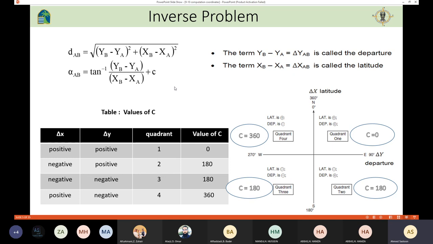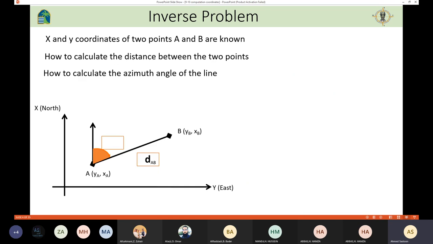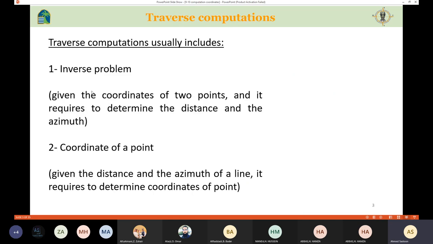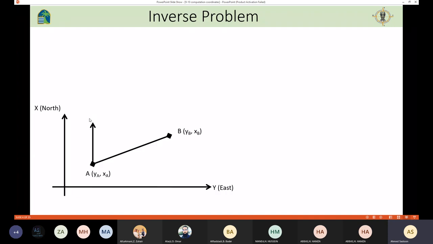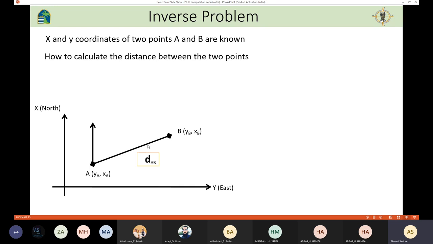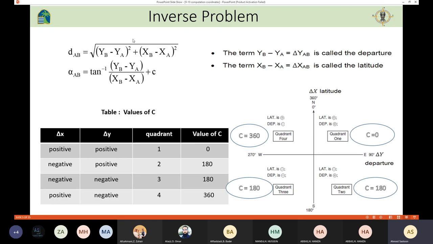Okay, so now again, we have two scenarios. The first scenario is the inverse problem and the second scenario is the coordinate of a point. In the inverse problem, you will be given the coordinates of two points and are required to determine the distance and the azimuth. So we talked about this. We have the coordinate of point A and the coordinate of point B. We need to determine the distance between them and also the angle, which represents the azimuth of the line AB. In order to do that, I'm going to use this formula according to the Pythagorean theorem.